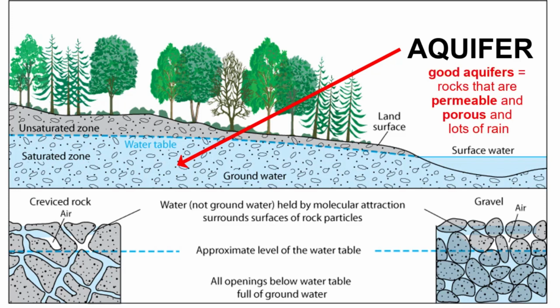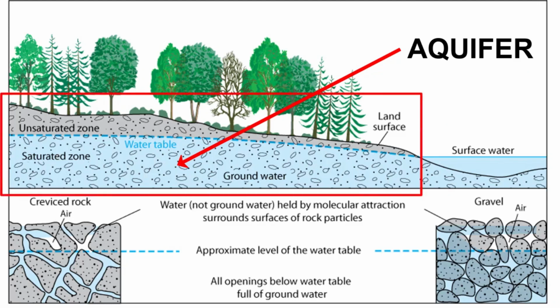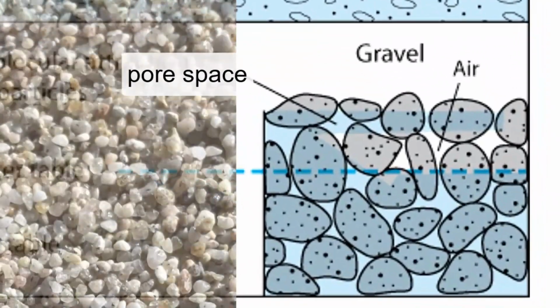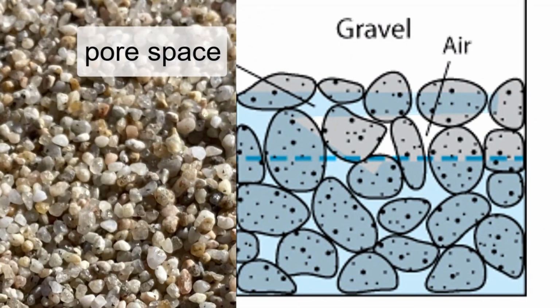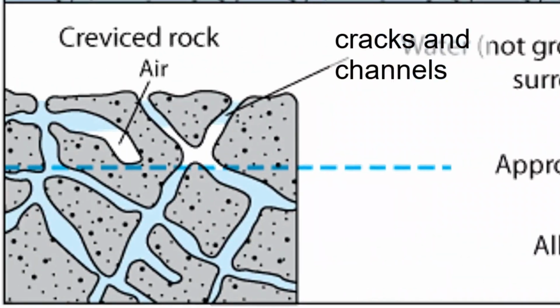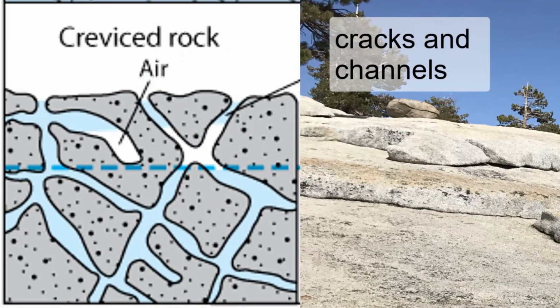Rocks with high porosity and permeability in an area with a lot of rain. Under Earth's surface, there are rocks. Atop those rocks are soils. Some of those rocks and soils are made of gravels and sand grains with empty spaces called pore spaces between the grains. Some rocks are made of intergrown crystals with no pore spaces.